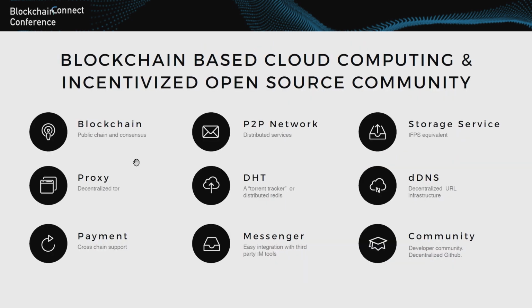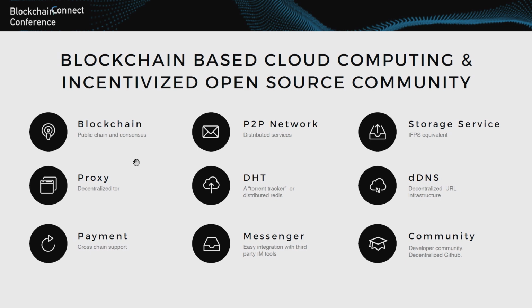Built on those, we have all the wonderful things that are coming out. We have a high-performance blockchain. We have the P2P network where different nodes talk to each other. And we have the storage service. We have the decentralized version of Tor. We have a decentralized version of DHT, which is called a distributed hash table. It's basically a Redis-like key-value storage, but it's all decentralized.